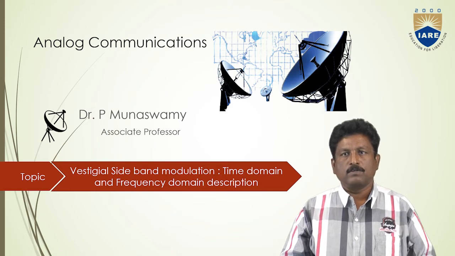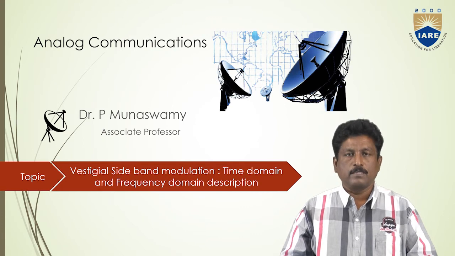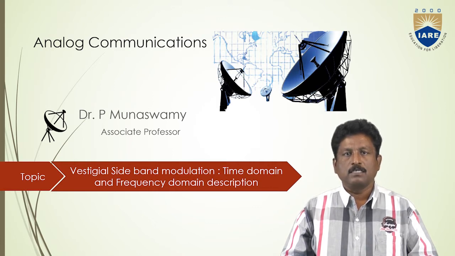So what is the need of this? Here we have already discussed the various modulations under AM, amplitude modulation: amplitude modulation with full carrier, DSB-SC, that is double sideband suppressed carrier. Here we are suppressing the carrier signal and transmitting only the two sidebands. Another one is SSB modulation. Here we are suppressing the carrier signal and also one of the sidebands.